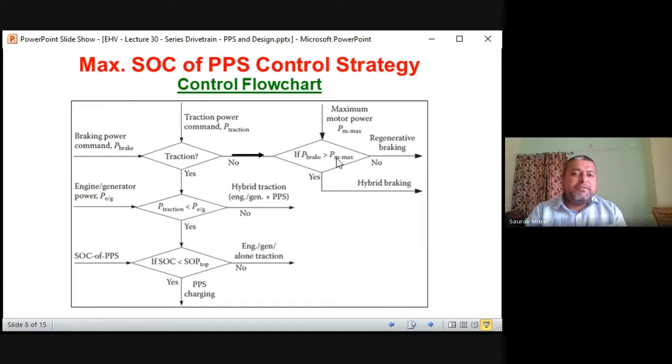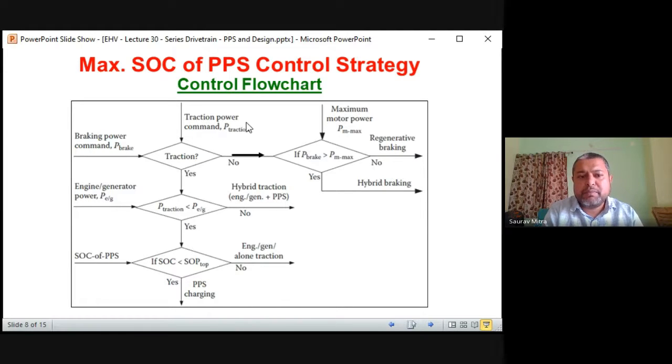So there is a flow chart. Whenever you are asked about the maximum SOC of PPPS, you should draw this flow chart also. I'll try to explain. First, the vehicle is starting, traction power command. The traction power command is coming from the driver: how much speed he wants, how much acceleration he wants, and all these things. So is it traction or is it braking? First we have to understand whether the vehicle wants to go forward or it wants to brake. If yes, braking power also comes here. This is a decision making block.